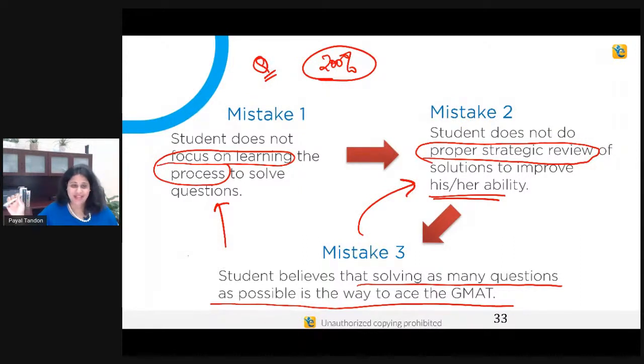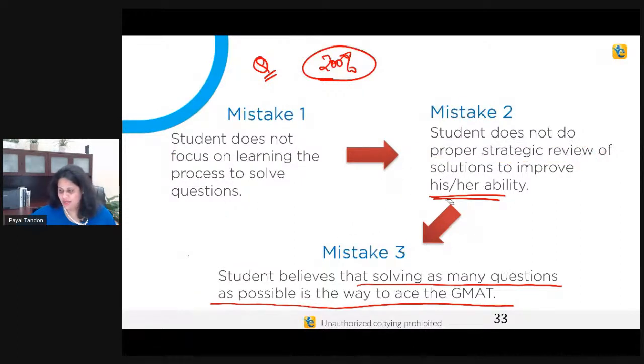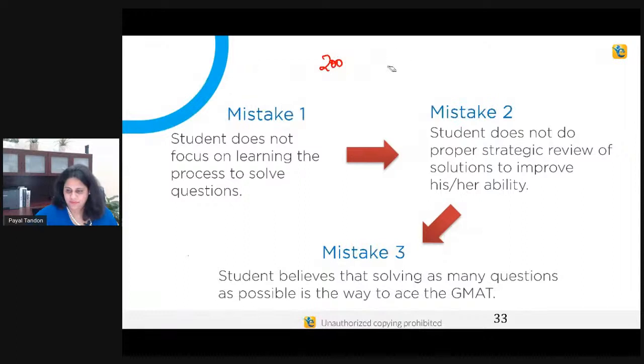Okay, so again, if you think about it, all these mistakes: mistake one, not focusing on learning the process. Mistake two, not doing proper strategic review. Mistake three, believing that solving as many questions as possible is the way to ace the GMAT. All these mistakes are all interlinked. I want you to take a look at this slide and tell me what it is that you feel today. Absorb the slide. This is the core thing. Only if you agree that these are the mistakes that you are doing today, I can help you not make these mistakes. So tell me.